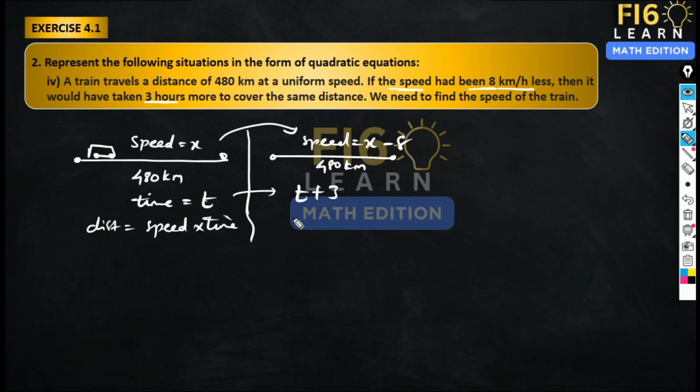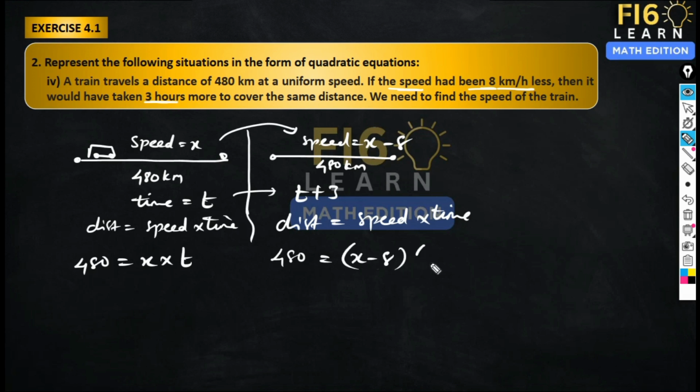Okay, so I'm writing the same formula again for the right hand side also. Distance is equal to speed into time. Just substitute the values: distance value is 480, speed value is x, and time value is t. In the second case, distance value is the same 480, and the speed value is x minus 8 because the speed is reduced, and the time value is t plus 3 because it takes 3 hours more than the previous case.